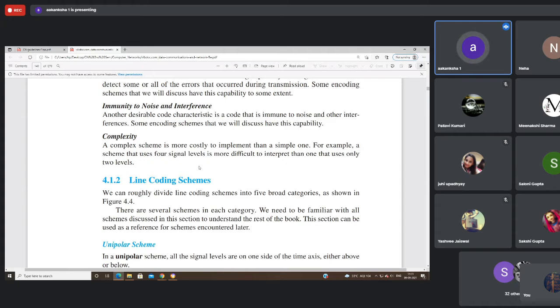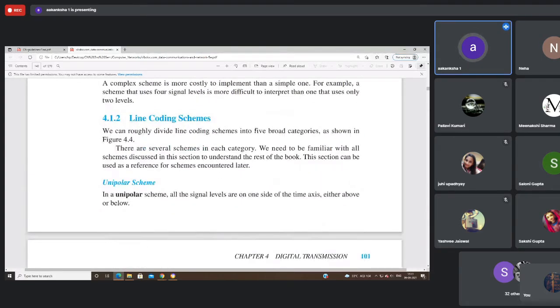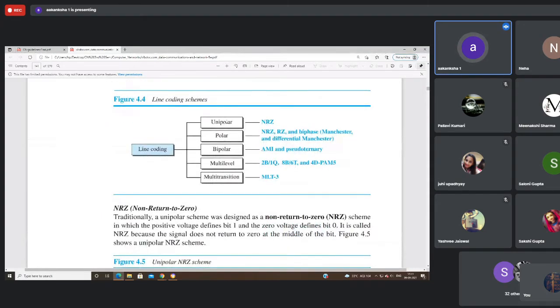So all these things we have to consider while implementing the encoding schemes in the physical layer. Now, what are the different line encoding schemes? Roughly we divide them into 5 broad categories: unipolar, polar, bipolar, multi-level and multi-transition. We'll be restricting ourselves to the first 3 in this syllabus: unipolar, polar and bipolar. So what do you mean by polarity or polar?